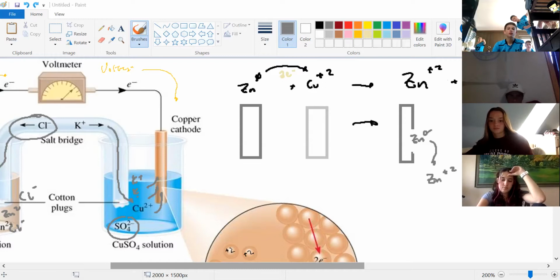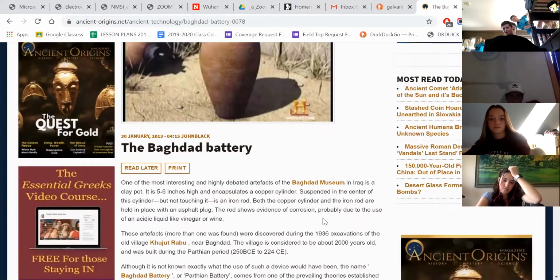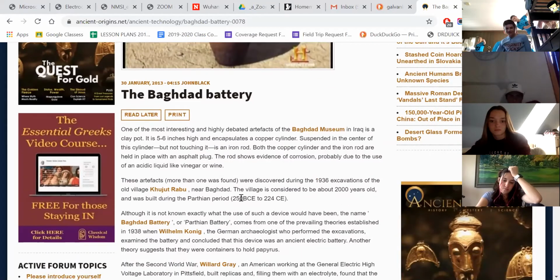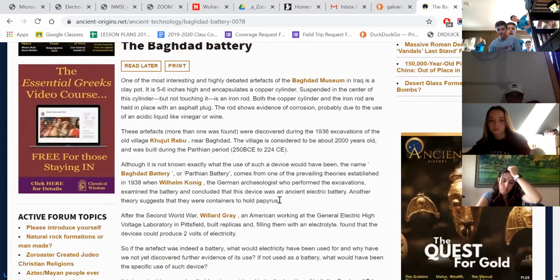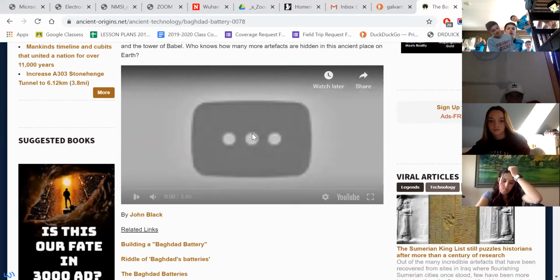This is first discovered, and check this out. I'm going to change my screen share here. I'm going to show you something very fascinating. In Baghdad, it's the Baghdad battery. So you've got to think of how long ago this was. If you could see this, this is around 250 before Common Era. In the excavation, they found this thing. It's a cylinder. Let's see if the video plays well.